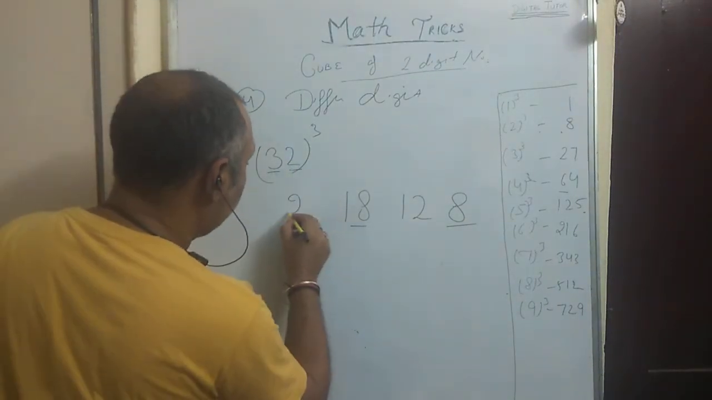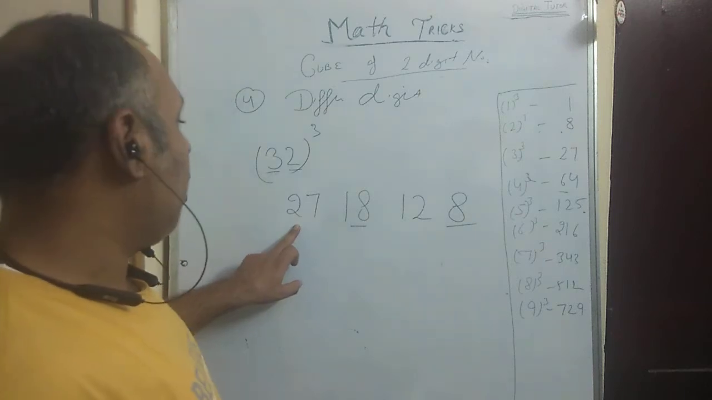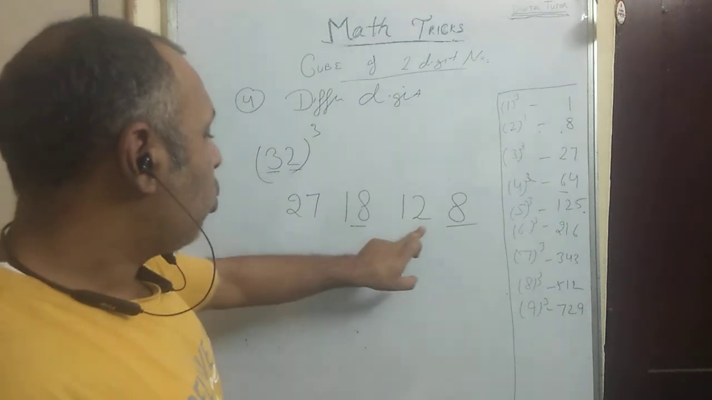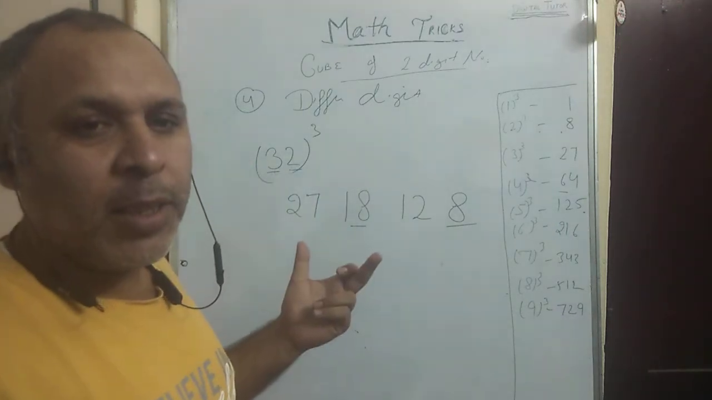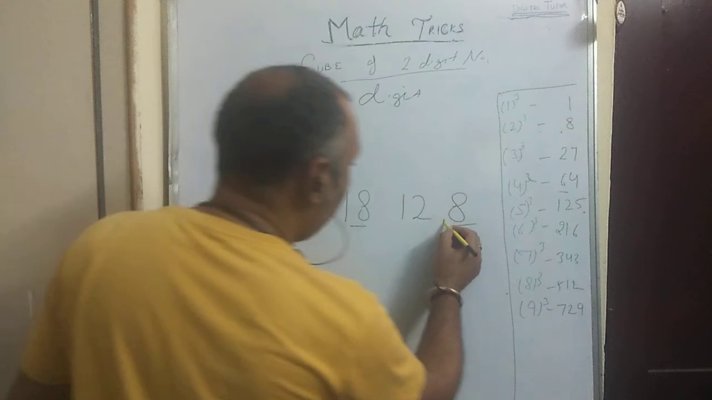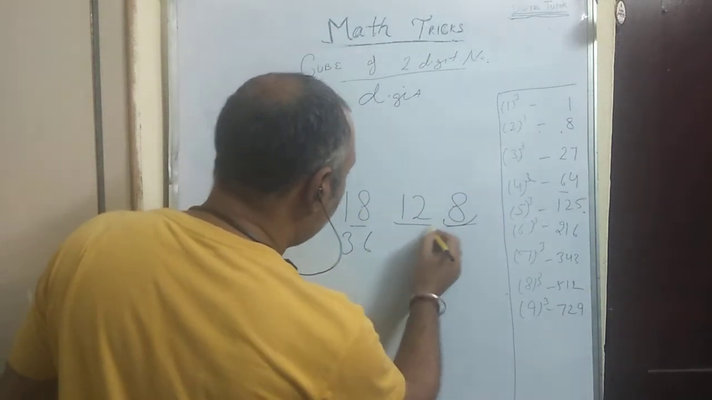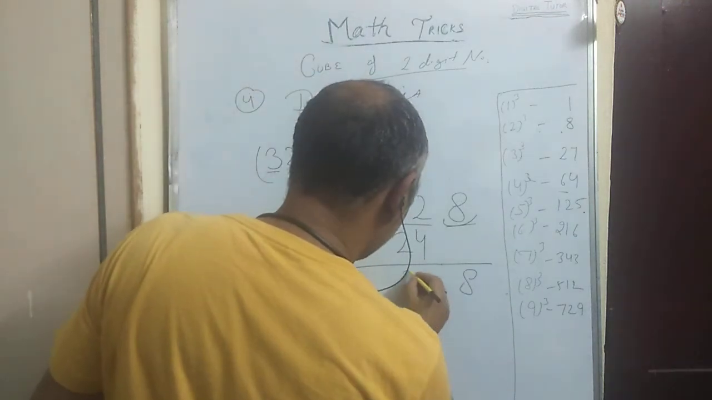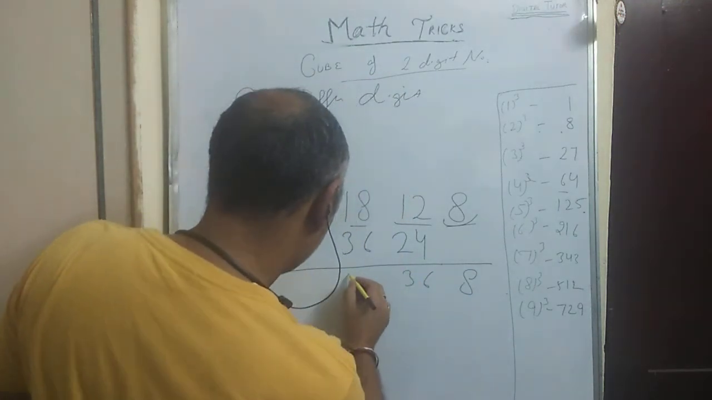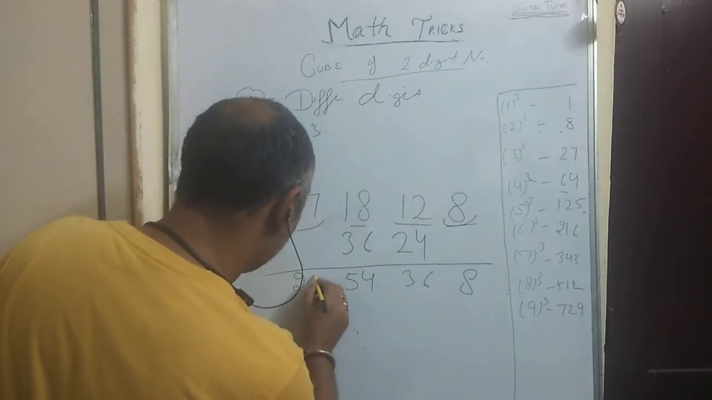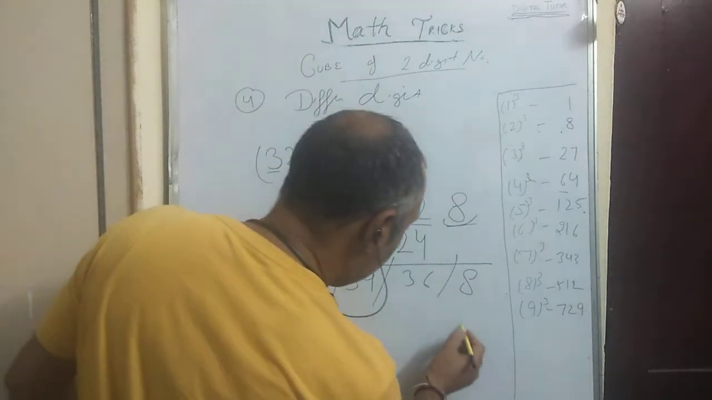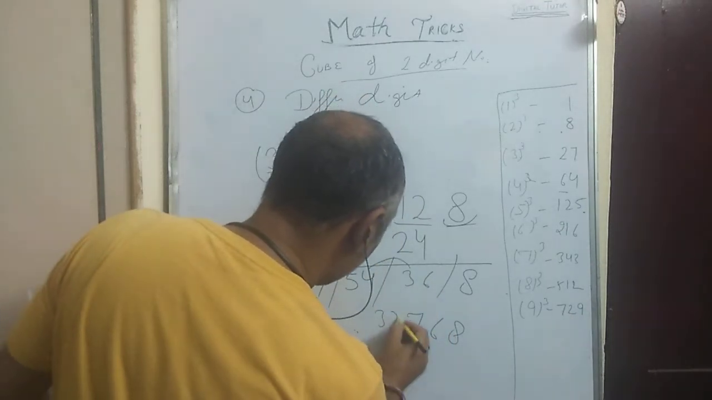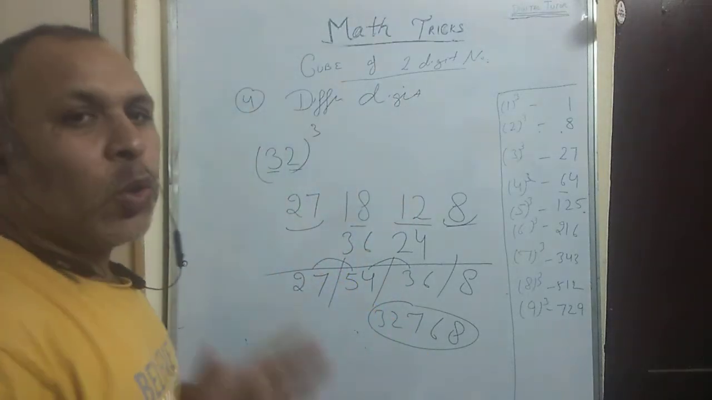Sorry friend, one doubt. Cube of the first, 3, is 27. 2 cubed is 8. Square of the second times the first, double is 36. Square of the first times the second, double is 24. Here 8. 36, that is 54. And that is 27. 8, 6, 3 carry, 57, 7, 5 carry, and that is 32768. That is the cube of 32.